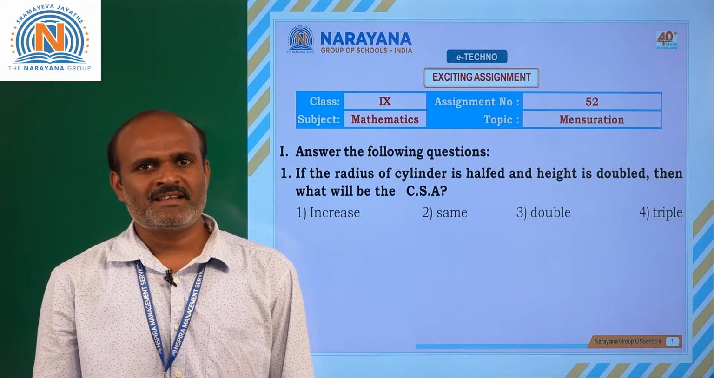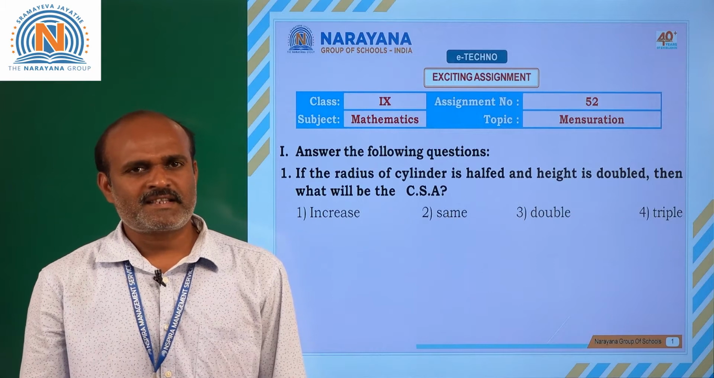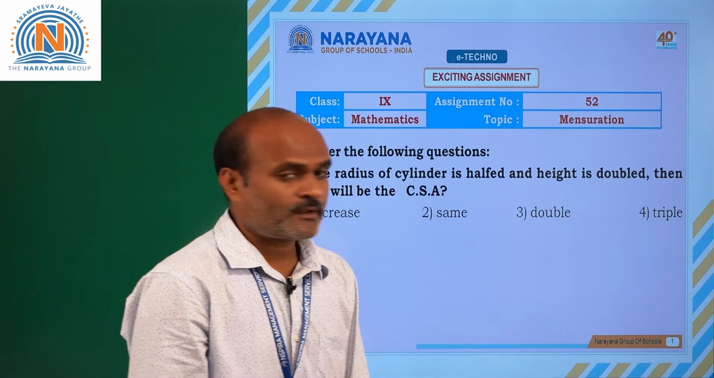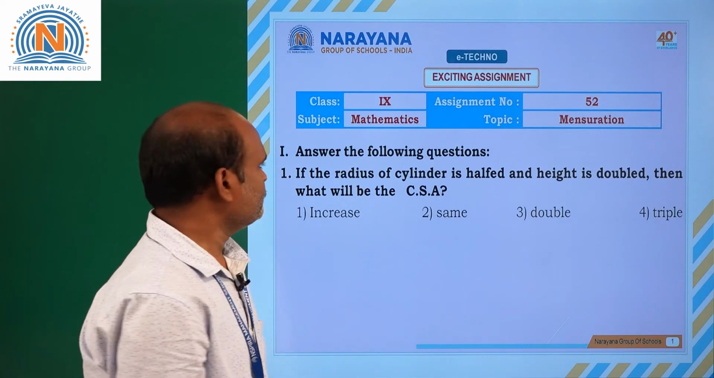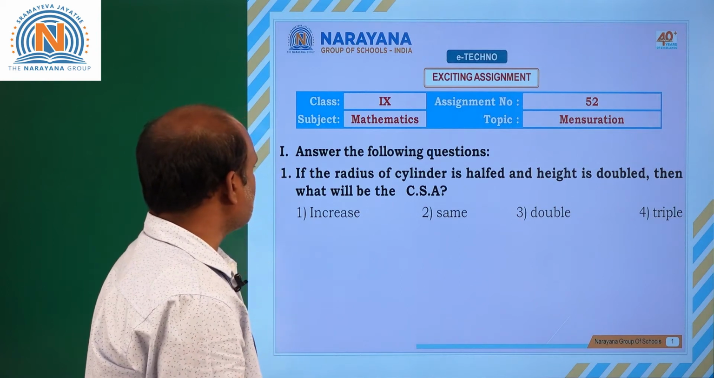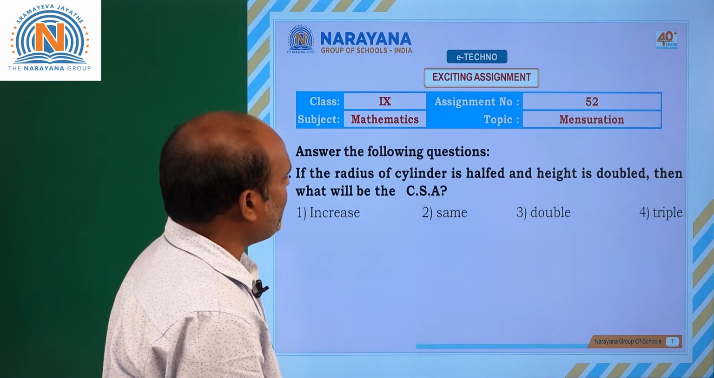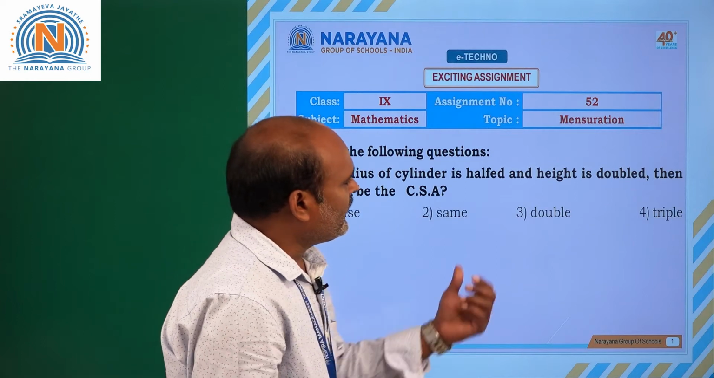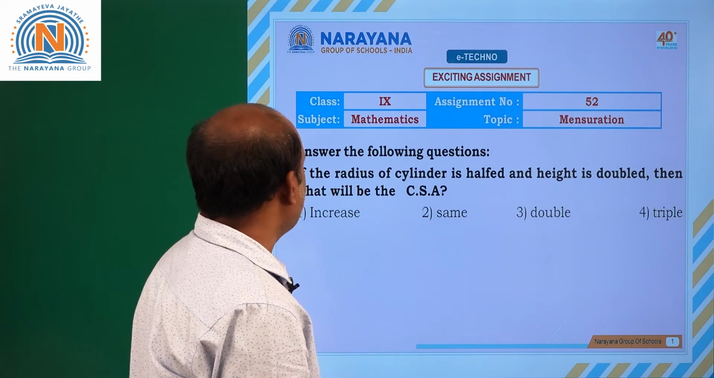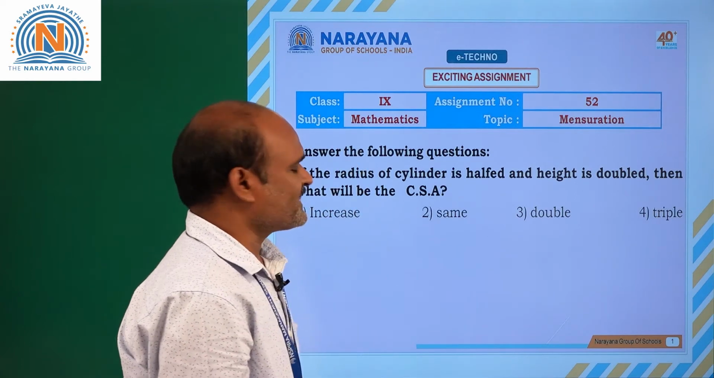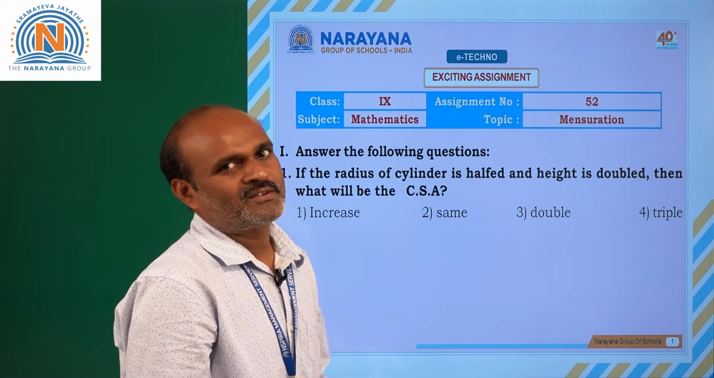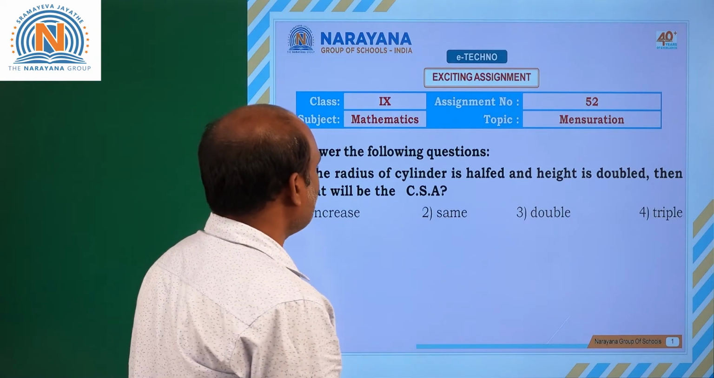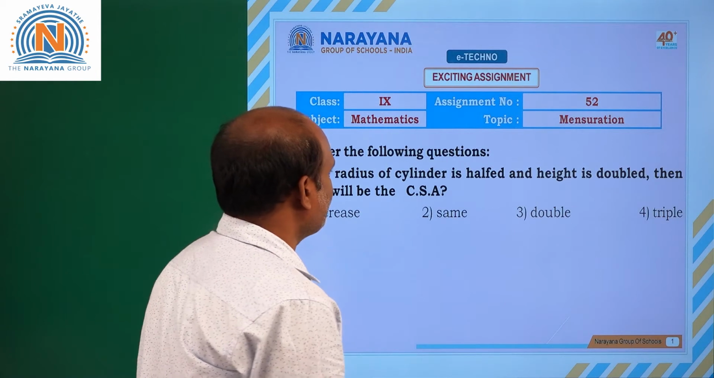Today we are discussing 9th class mathematics assignment number 52 related to the topic mensuration. Here is the first question. If the radius of a cylinder is halved and the height is doubled, then what will be the CSA? CSA is nothing but curved surface area. What is the curved surface area of a cylinder?